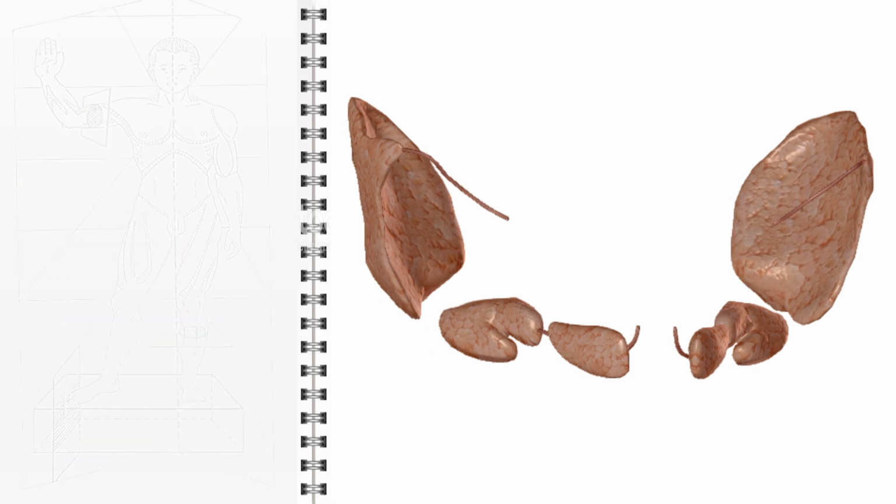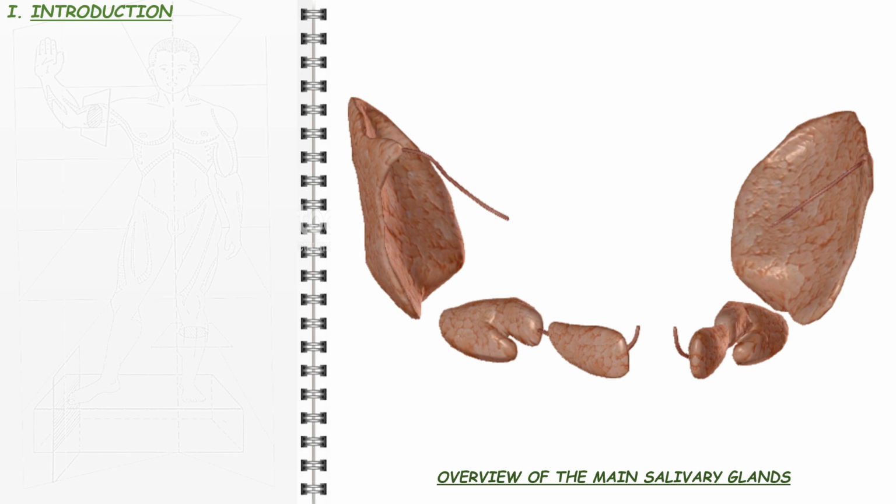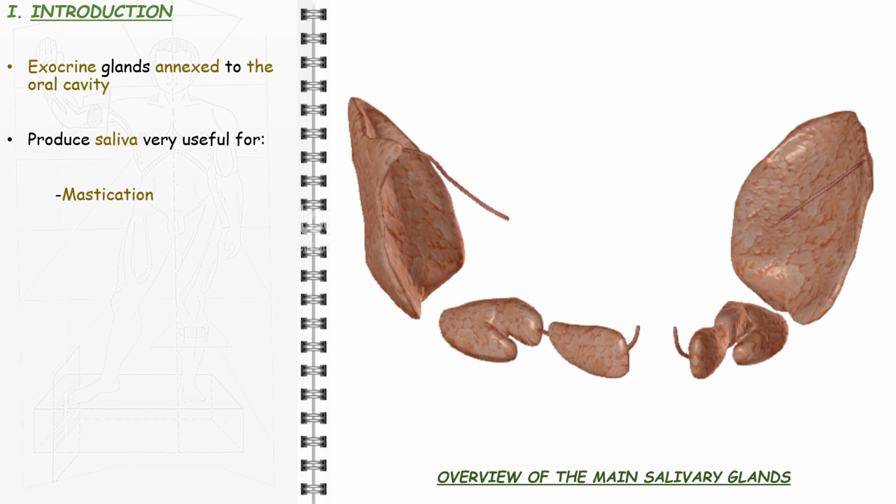The salivary glands are exocrine glands annexed to the oral cavity. They produce saliva that contains enzymes, mucus and immunoglobulins very useful for mastication and, thus, digestion, as well as the protection of the oral cavity from the pathogens of the external environment. Two categories of salivary glands are distinguished: minor salivary glands and main salivary glands.